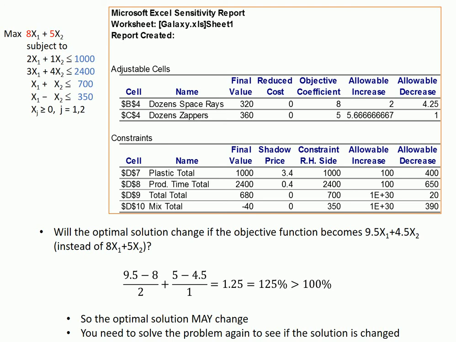For the second term, this is for the second coefficient. It goes down actually from 5 to 4.5. So the amount changed is 5 minus 4.5. In this case, it goes down, so it decreases. So we now need to use allowable decrease for that coefficient, which is 1. And we add these two terms up. It turns out to be 125%. So we conclude that the optimal solution may change.